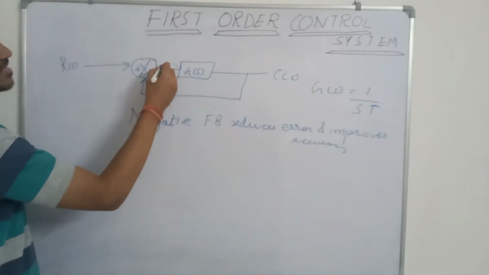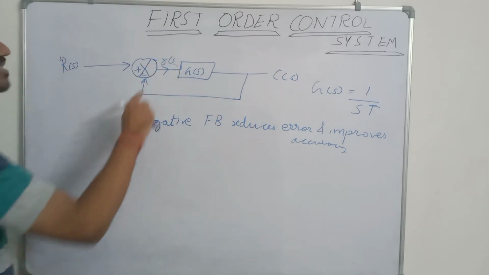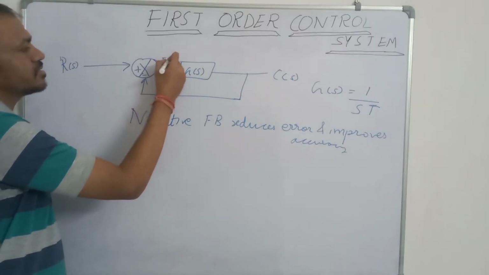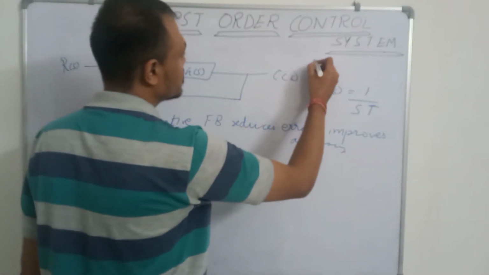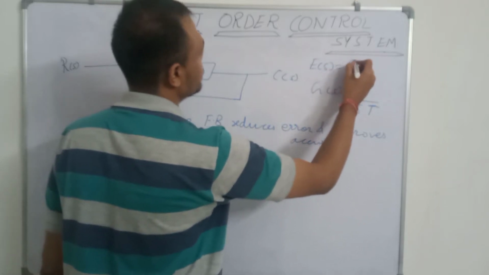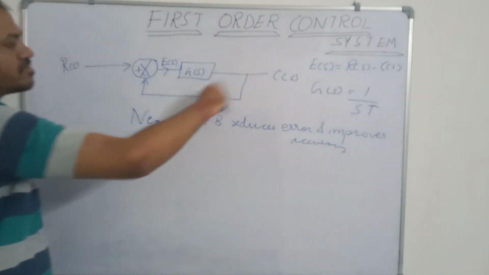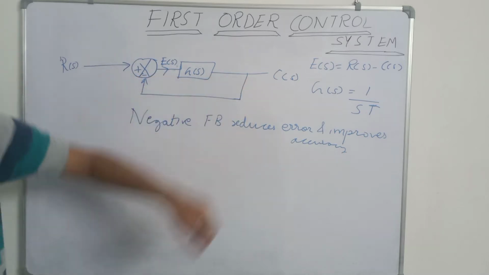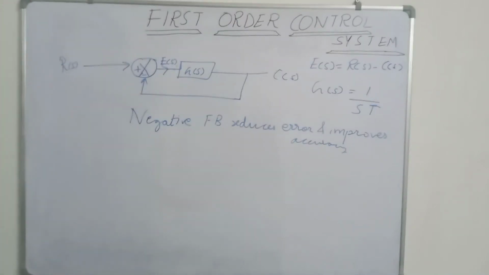So here error is this signal, we denote it by E. So it is E of S, and E of S is equal to R of S minus C of S. Because it is a unity negative feedback, E of S is equal to R of S minus C of S, where R of S is the input and C of S is the output. So error is R of S minus C of S.